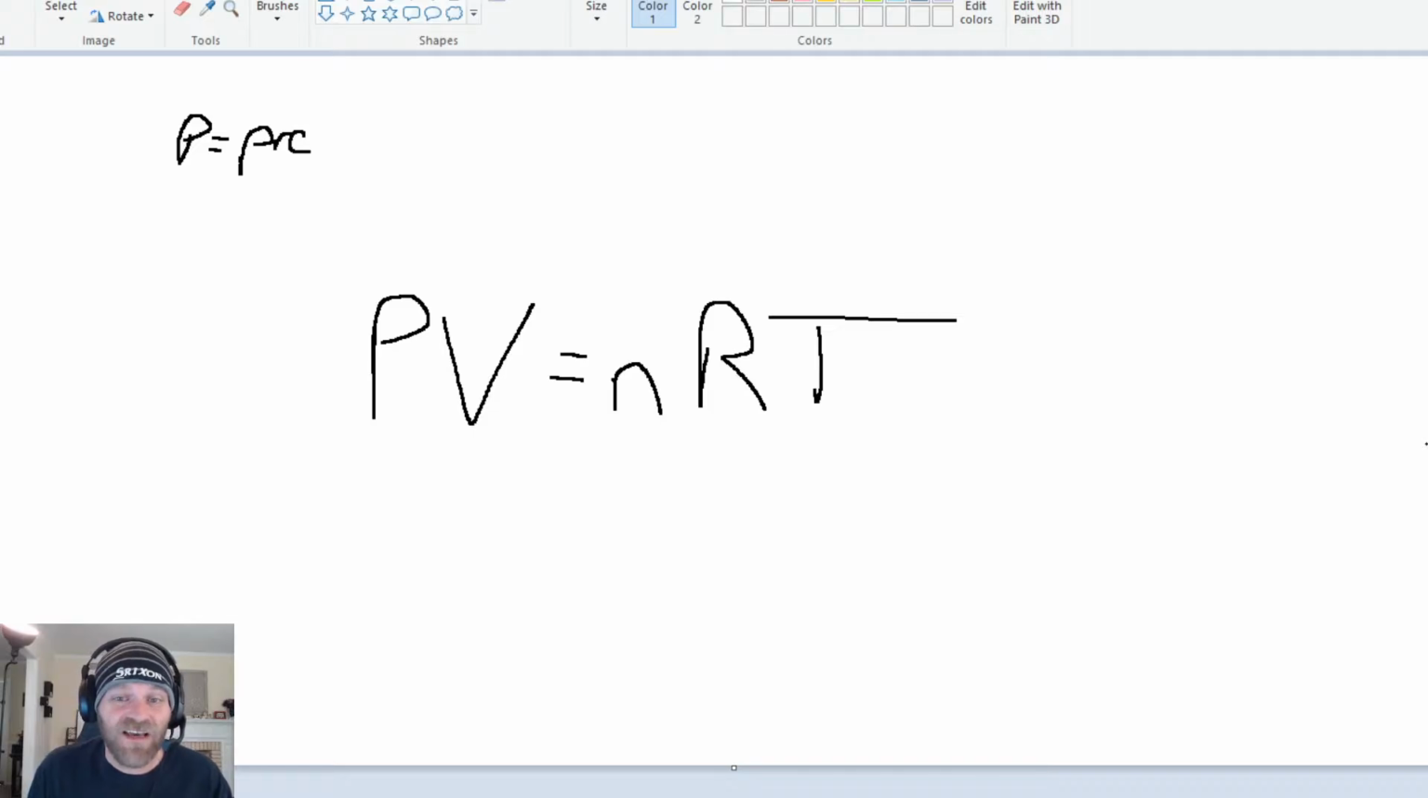We express it in Kelvin, so it's important that you can go back and forth from Celsius to Kelvin, Fahrenheit to Kelvin, Fahrenheit to Celsius. All right.